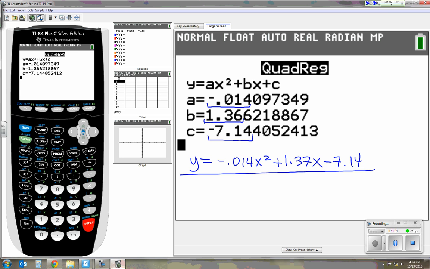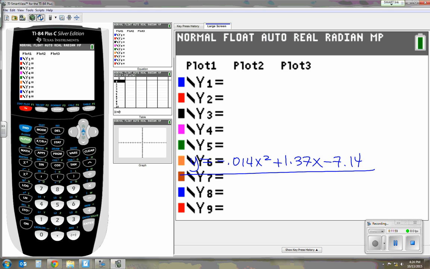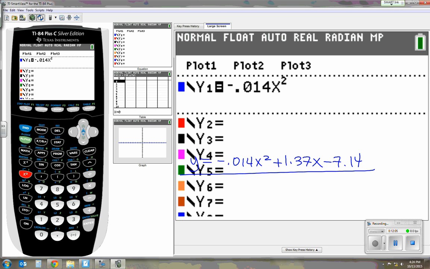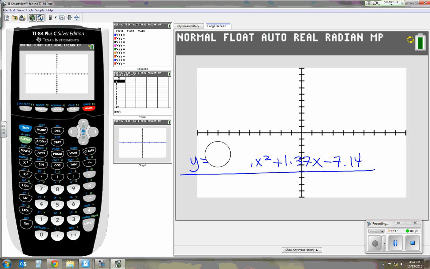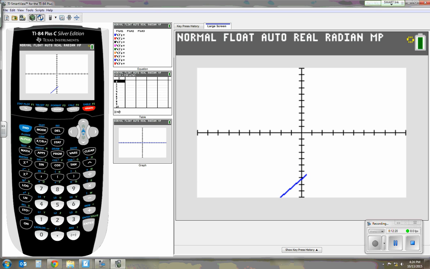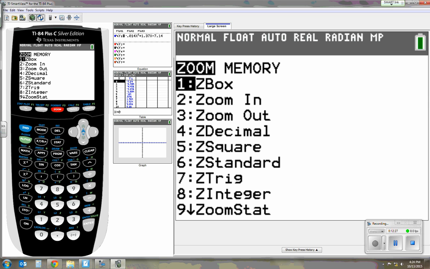So what we're going to do is take this equation and graph it. So we're going to go to y equals, and we're going to plug in our equation. Negative 0.014x squared plus 1.37x minus 7.14. So we're going to plug that in and we are going to graph this. All right, now we need to be able to find the vertex. We have to be able to see it. If it shows us something like a line, we have to zoom out. So we hit zoom out, which is 3.